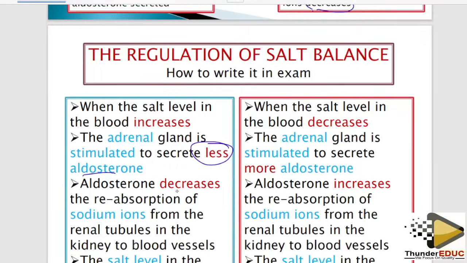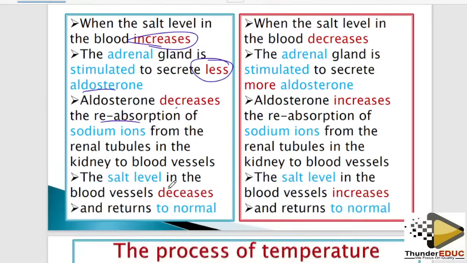If less aldosterone is there, it means that there's going to be less reabsorption because there is too much salt. Yes, less reabsorption, and if less reabsorption occurs, what happens? It means that there will be a decrease in the salt concentration in the blood, and then it turns back to normal.